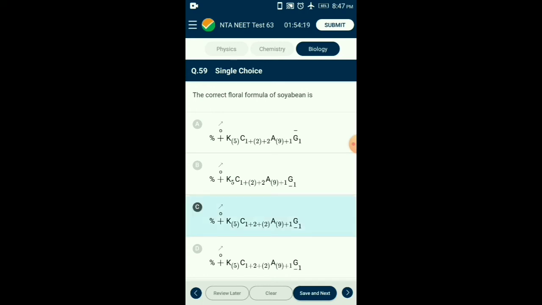Zygomorphic flowers, calyx consists of 5 sepals united. Corolla consists of 5 petals, arranged in 1 plus 2 plus 2. Androecium 9 plus 1, 9 fused and 1 free. Gynecium unilocular.